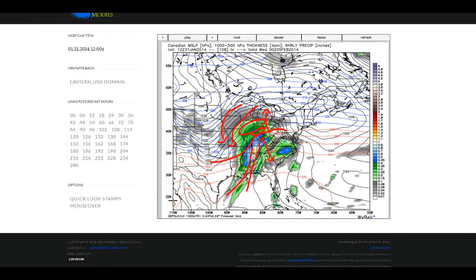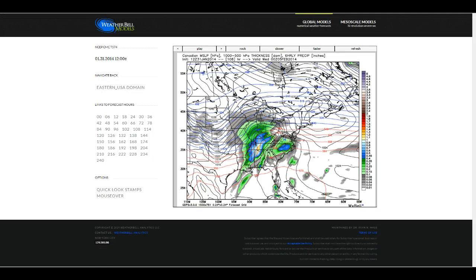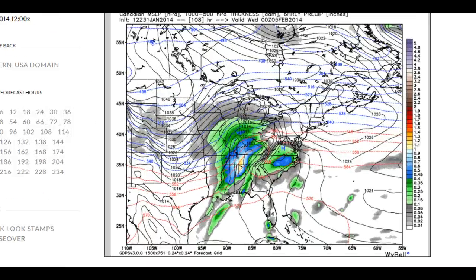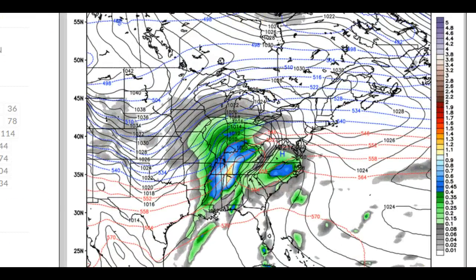Okay? Now let me go out and tell you where my personal belief is of where everything is going to track. I believe the low is going to track in an area like this, somewhere in this area. Okay, that's where I believe this low pressure is going to track. It may nudge in. It's possible it may come over central Indiana, which would wallop Chicago. This is where I think the low is going to track.